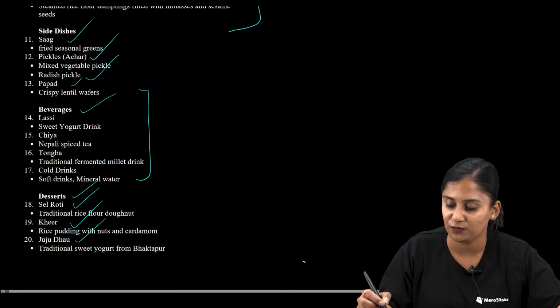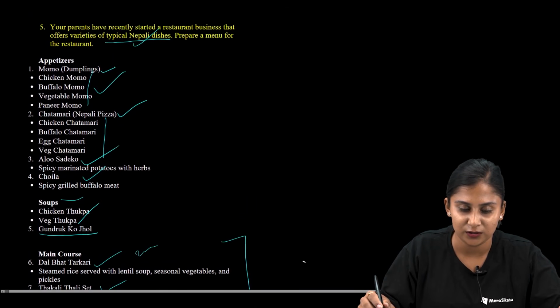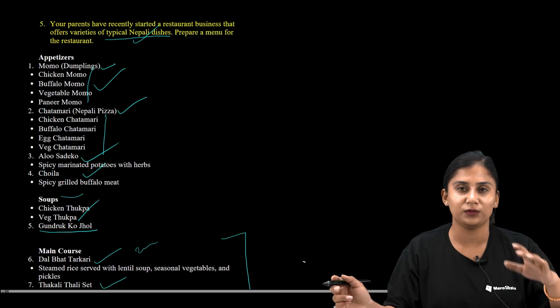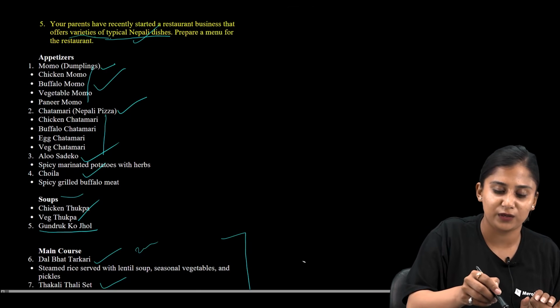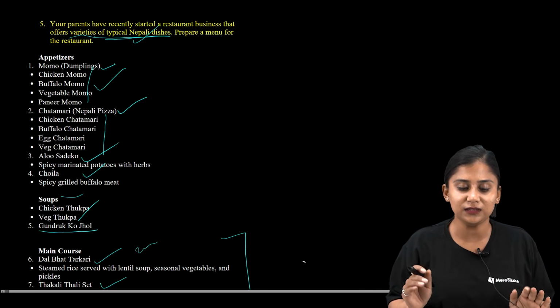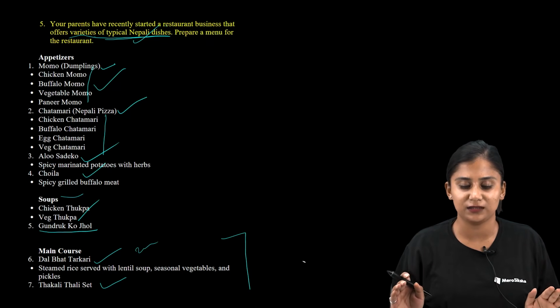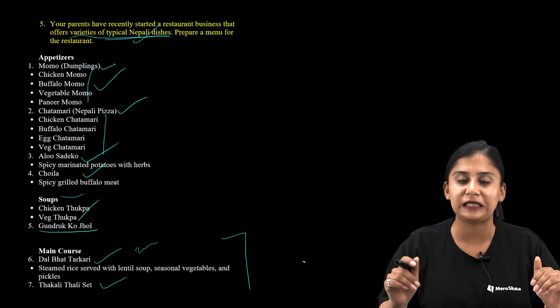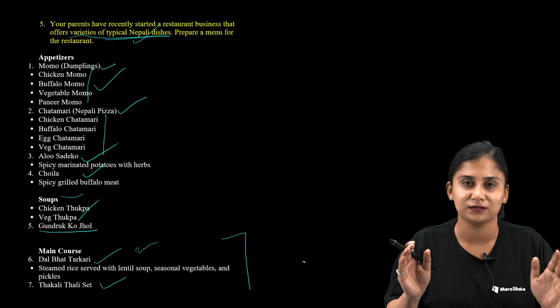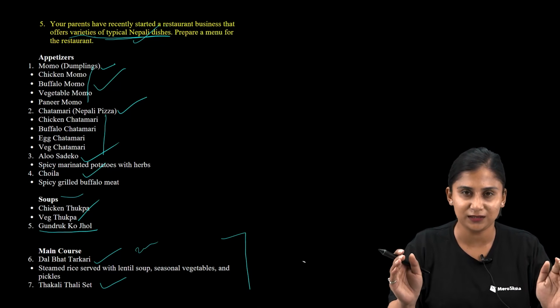So whenever you are asked to prepare a menu, make sure you read the question properly. Here in our menu we are supposed to include the varieties of typical Nepali dishes. Based on the question, you are supposed to create it in a format that is available in a restaurant. So I guess I made you guys clear.